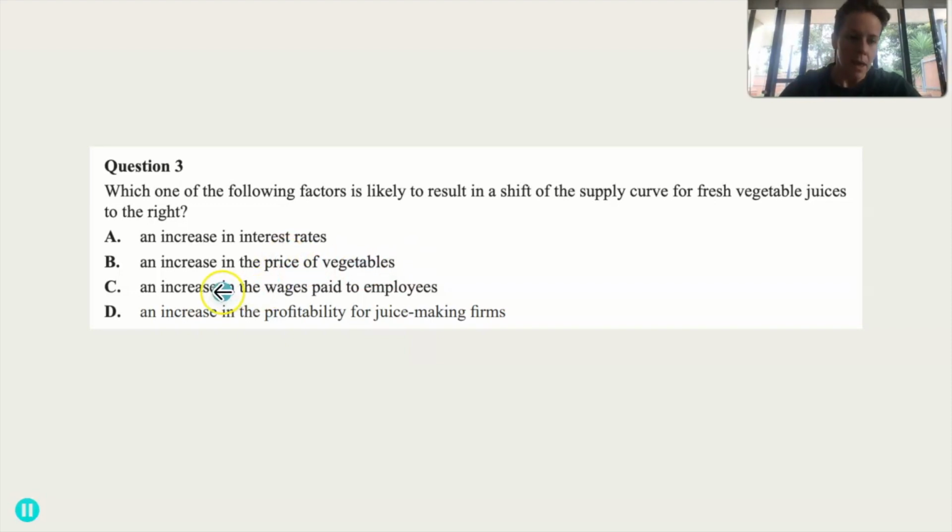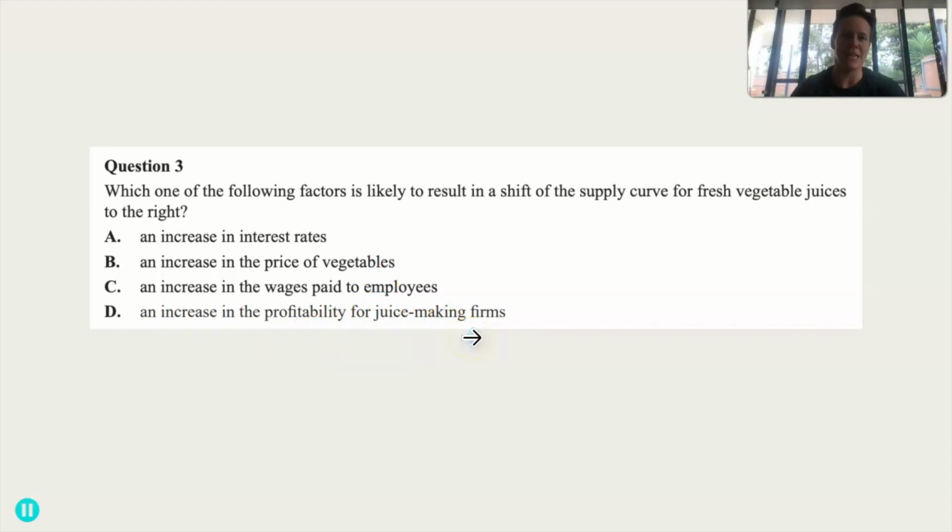So it can't be B. An increase in the wages paid to employees. Again, that should increase the cost of production, not decrease it. So that leads to a shift to the left, so not it. And then an increase in the profitability for juice-making firms.